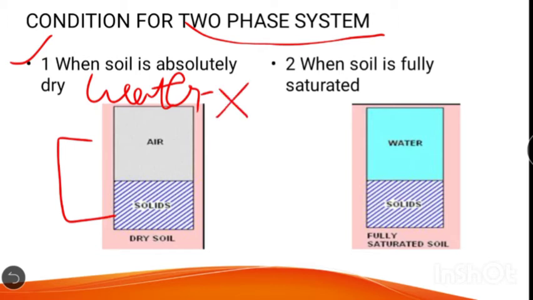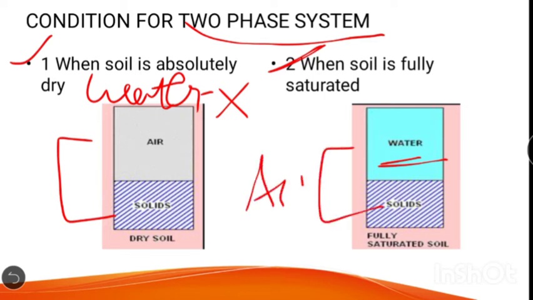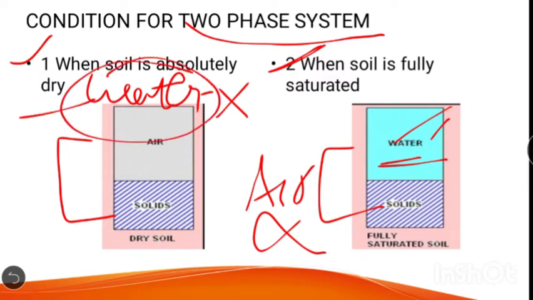The second condition is when the soil is fully saturated. Saturation means there is water in it. What is absent is air. Air particles are not present; they are submerged in the water. So that's why it is known as a two-phase system, only in two conditions: when the soil is dry and when the soil is fully saturated. In dry soil there is no water, and in fully saturated soil there is no air.